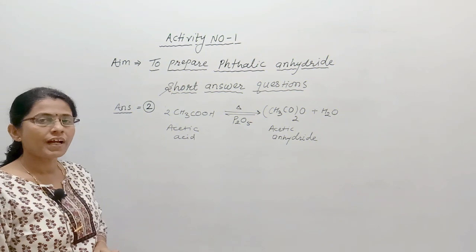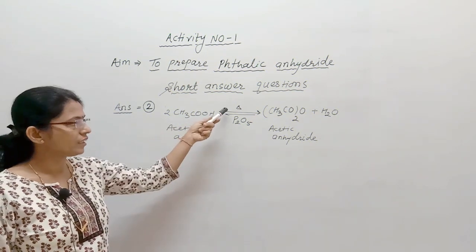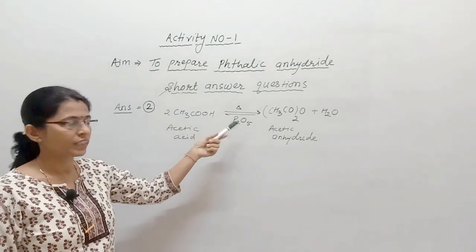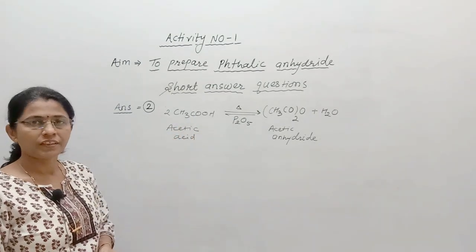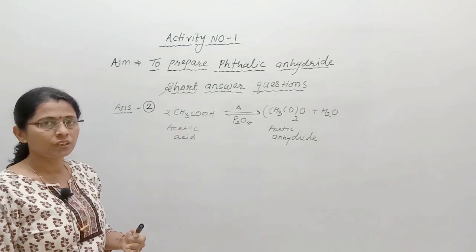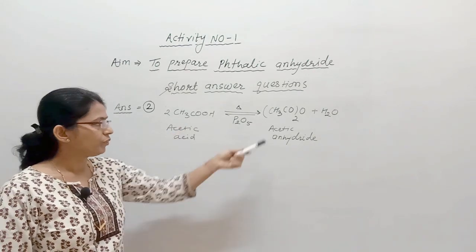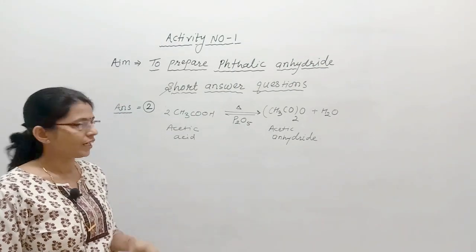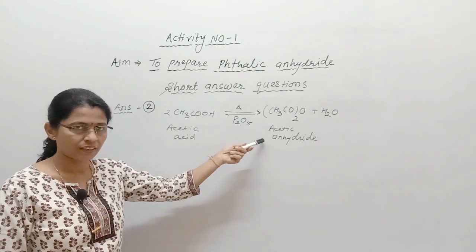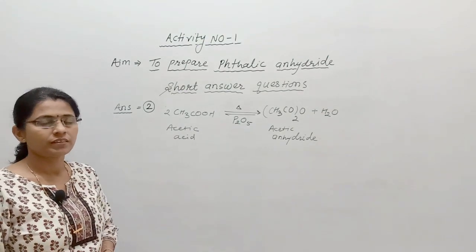Ma'am, how to write the chemical equation for preparation of acetic anhydride from acetic acid? 2 moles of acetic acid when heated in presence of a dehydrating agent, that is phosphorus pentoxide, intermolecular dehydration takes place. It means one molecule loses H while another molecule loses OH and we obtain acetic anhydride. So this is the equation for preparation of acetic anhydride from acetic acid.